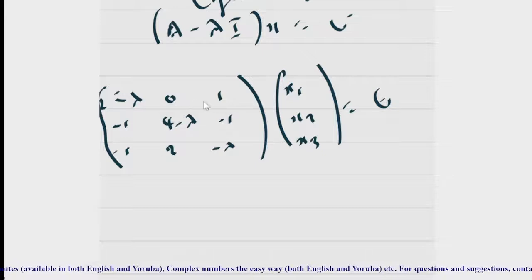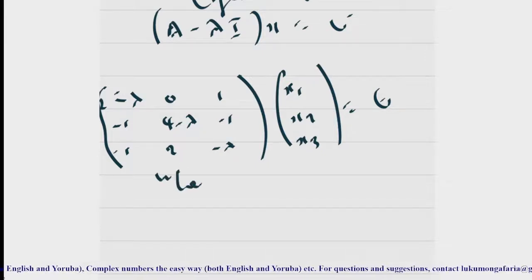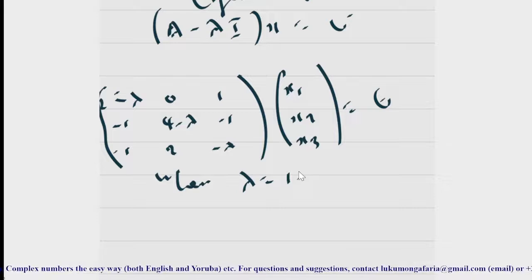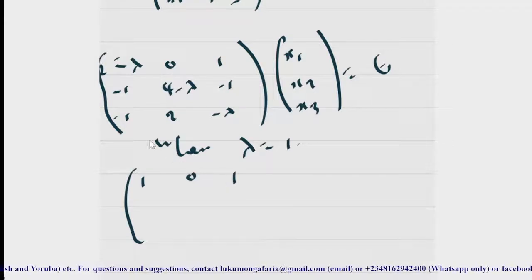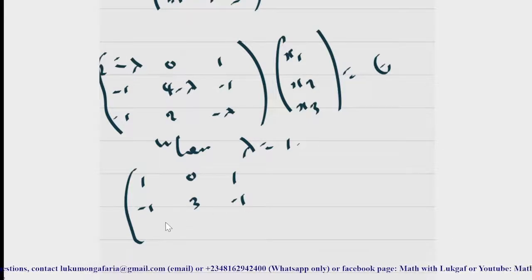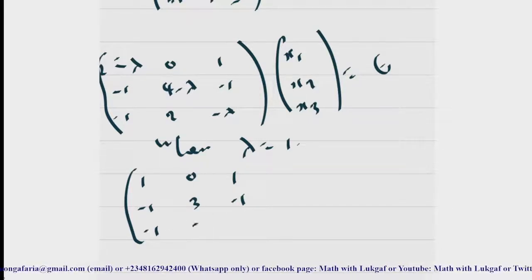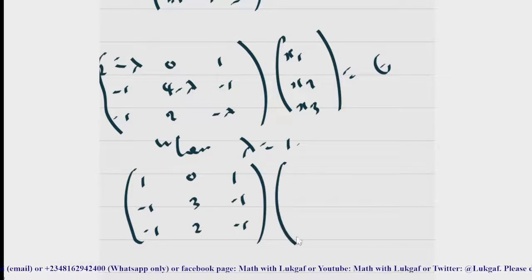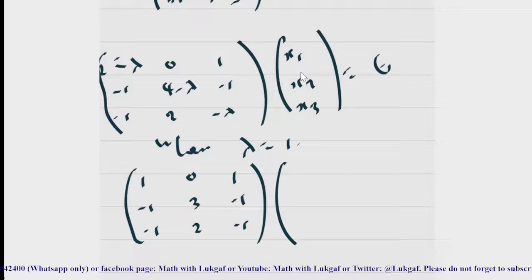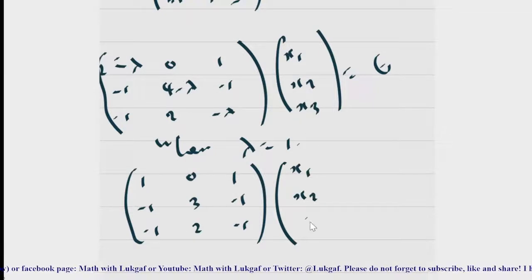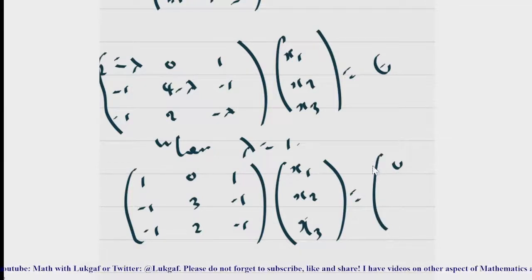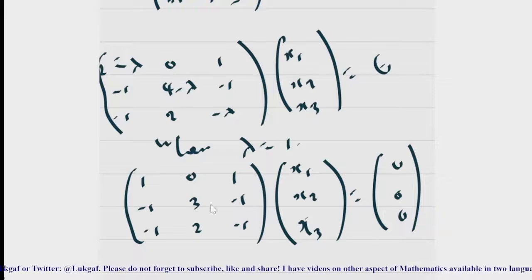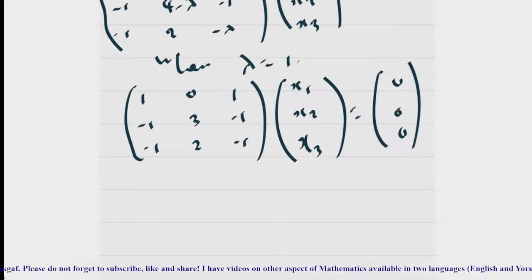So from here, you can do it for each of the eigenvalues. So when lambda is equal to 1, I'm going to have 2 minus 1, that is 1, 0, 1; minus 1, 3, minus 1; minus 1, 2, minus 1. And for x1, x2, x3, maybe I will only find it for lambda 1. I will leave the other values of lambda for you, so that I go straight to the Cayley-Hamilton theorem and prove it.